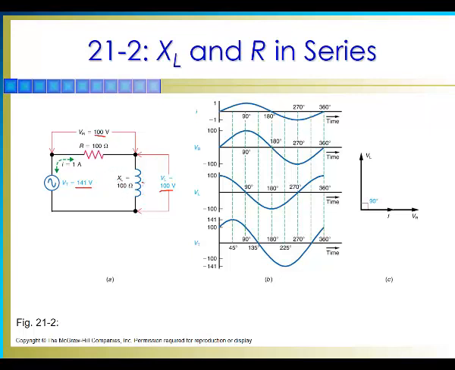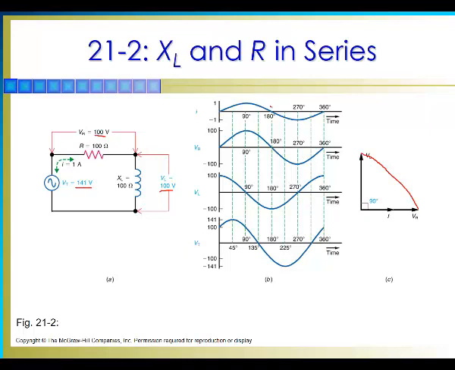But the voltages across the resistor and the inductor are 90 degrees out of phase. So therefore, to calculate this voltage, we cannot just add 100 plus 100. We have to take into consideration the 90 degrees out of phase, like it is right here. So in order to calculate the total voltage, we have to use the triangle, the Pythagorean theorem.